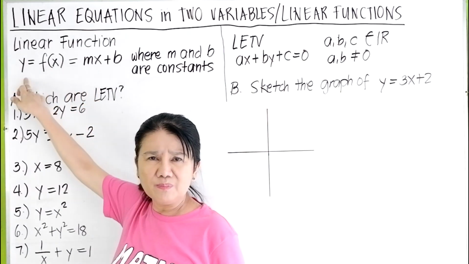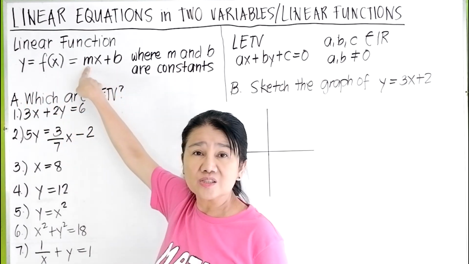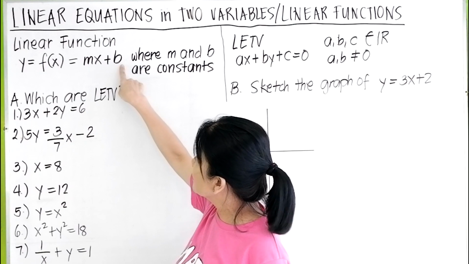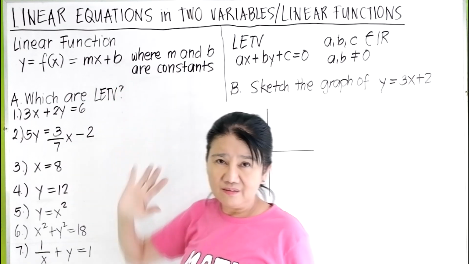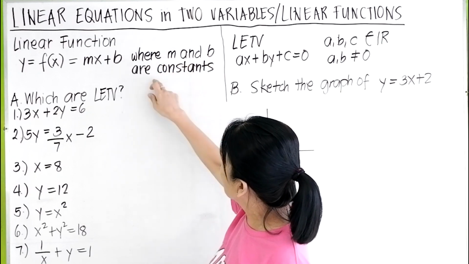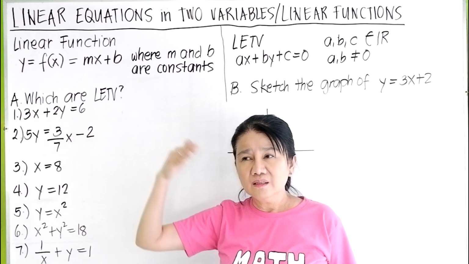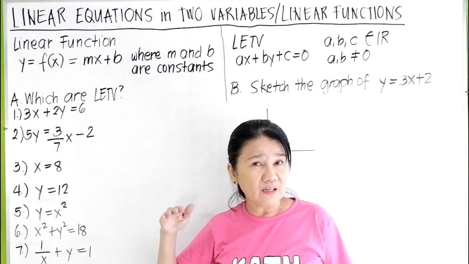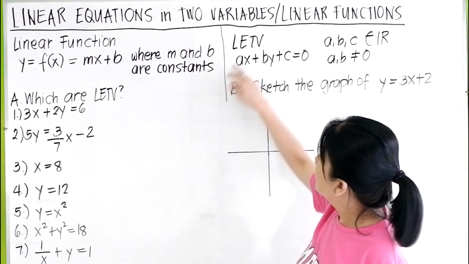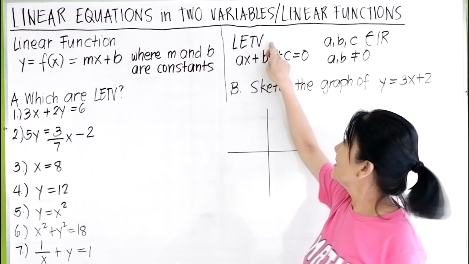Your f of x is simply your y equals mx plus b. You can even change this to a, and then you can change this to c. These are just variables, where m and b are constants. Now, if you are in simple algebra, let's call it simple algebra, you call it a linear equation in two variables.